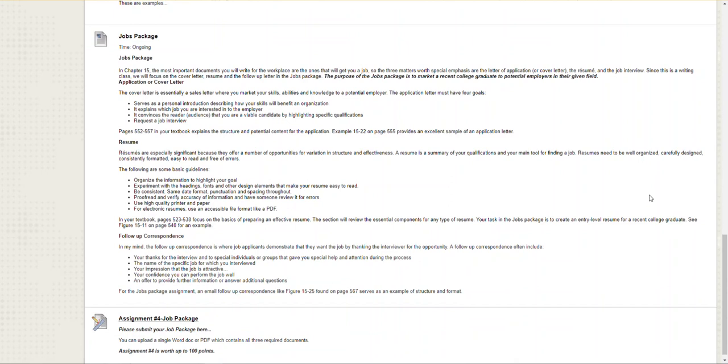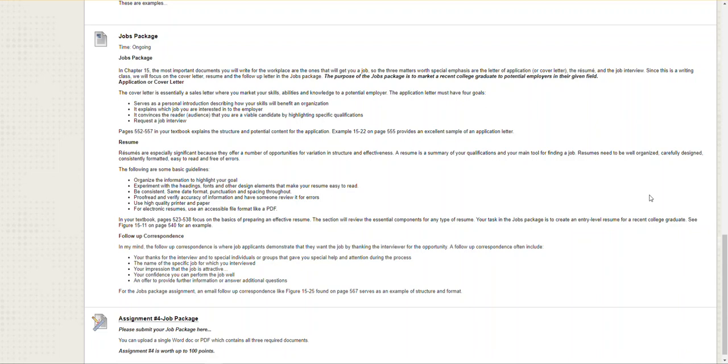But as the job package assignment indicates, there are three components. You are writing a cover letter, which is essentially a sales letter, and your resume, based on your qualifications. Now, some of you might have more qualifications than others. In some instances, you might have to project exactly where you're going to be when you finish your college education.